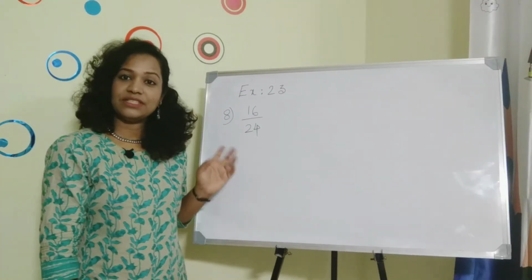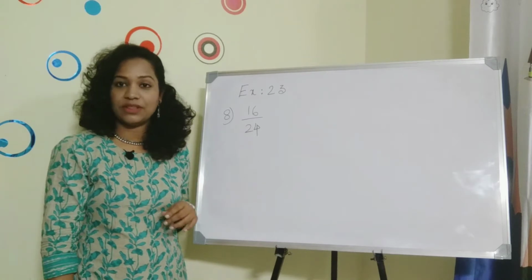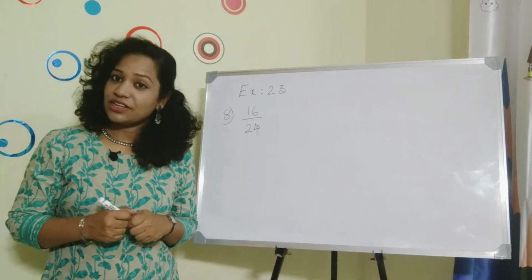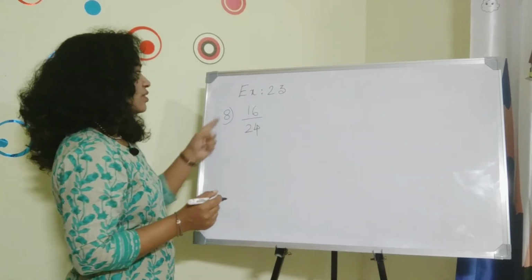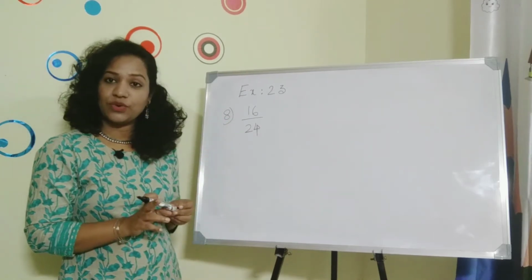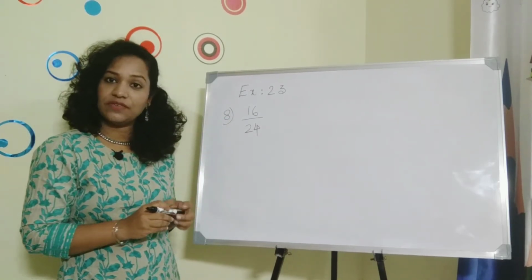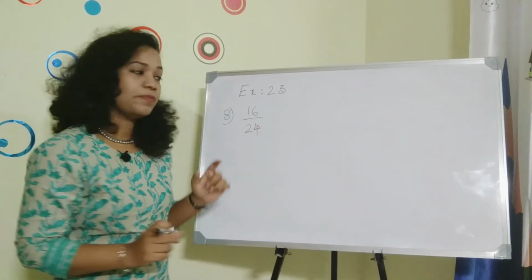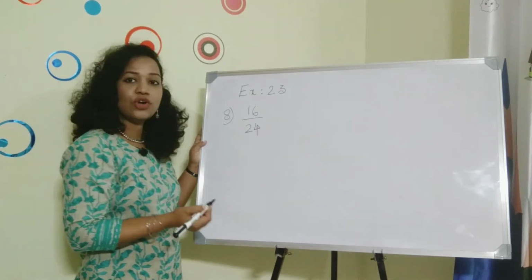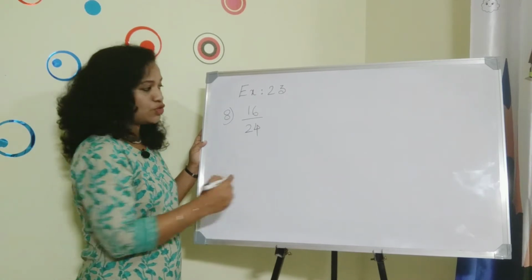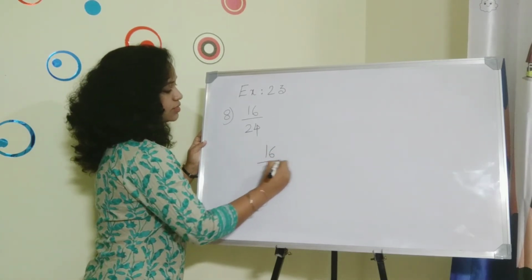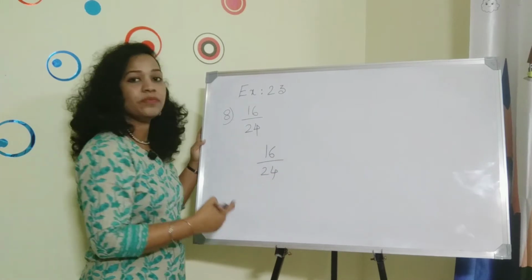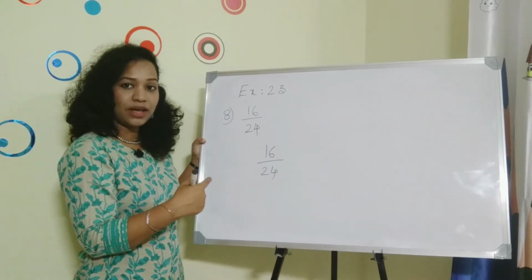We can solve the same problem using one more method, which is called the cut short method. So here 16 by 24 is the given fraction. We can divide both the numerator and the denominator by the same number. So what is the common factor here? It is 2. So how do we write this? 16 by 24. We are cutting this by 2.